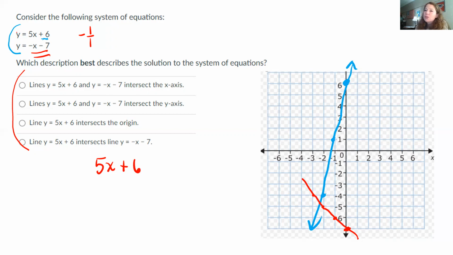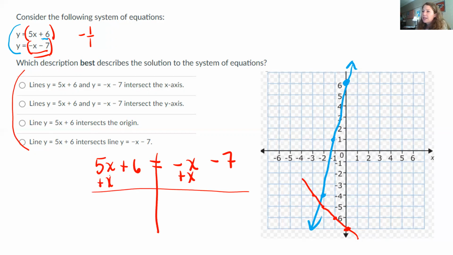Since both of these are equal to y, just like my first equation, I had two expressions that equal 5. So what I did was I set those expressions equal to each other. Well, same thing here. This is equal to y and this is equal to y. So I'm going to set them equal to each other. All right, I'm going to get those x's together. I'm going to add 1x to both sides. So 5x plus 1x is 6x plus 6 is equal to -7. I'm going to subtract 6 from both sides. 6x is equal to -13.